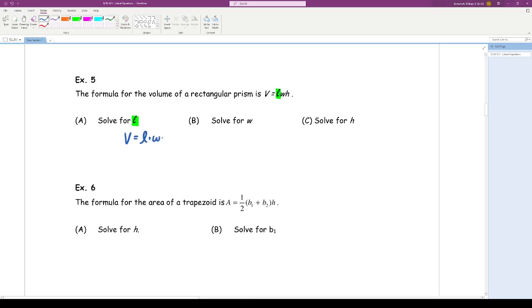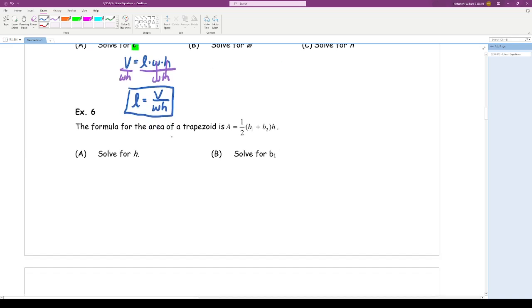So we have L times W times H. To divide by both of these, we can do that all at once, or we could do it as 2 separate steps. It's much more efficient to divide by both at the same time. We cancel out W over W and H over H, and we end up rewriting L, length, equals volume over width times height. So that would be our final rearranged version to solve for L, and I'll let you practice solving for W and H because it's the same process.